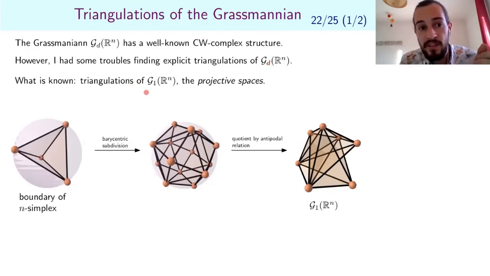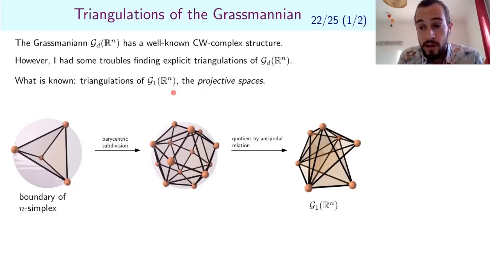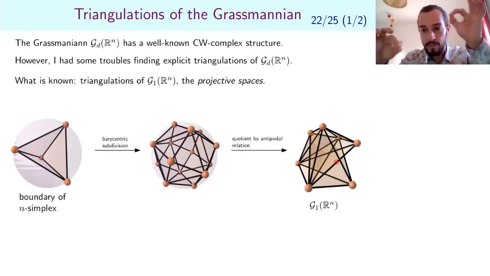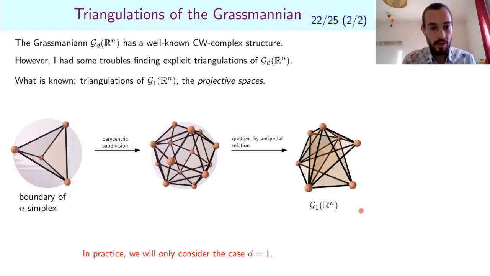And in this case, these spaces are called the projective spaces. So G1 of Rn, this is the set of lines of Rn, and you can triangulate it very easily. Take the n-simplex and remove the interior, subdivide it, and then identify the antipodal points. That gives you a triangulation of G1 of Rn. I'm sorry, but we will only stay with D equals 1 from now on.